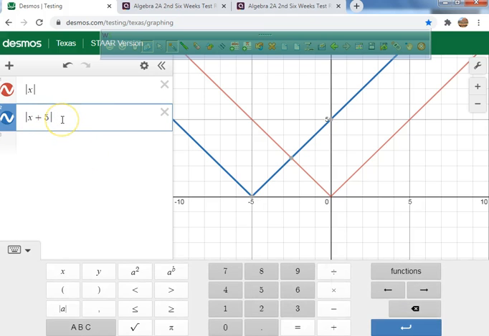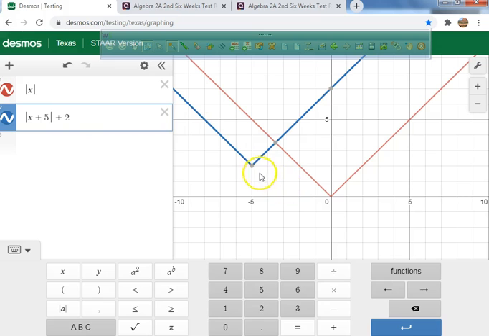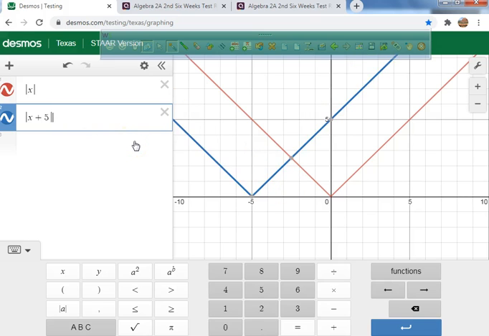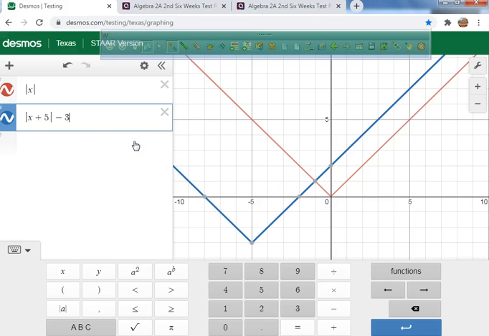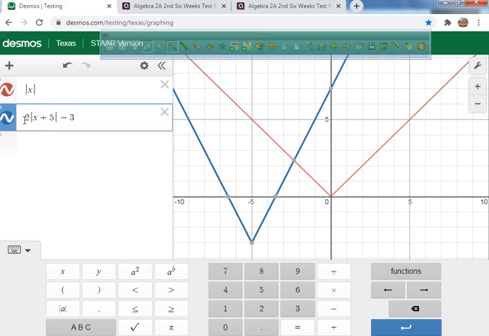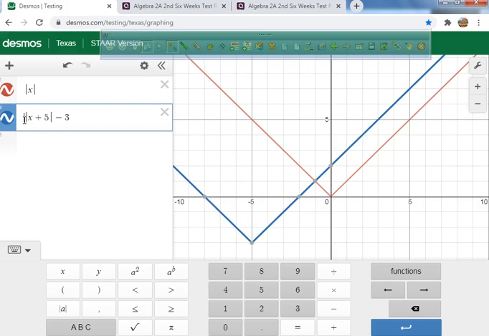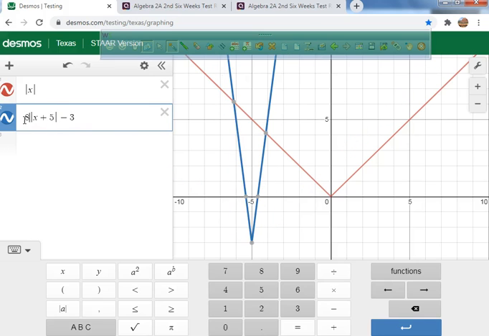But look what happens if I do a +2. It moves it 2 units up. But if I say -3, it moves it 3 units down. So this would be 5 units left, 3 units down. Now, what if I want to make it vertically stretched? You put a number that's bigger than 1. Boom. See how it gets more narrow, more narrow, even more narrow. Does everybody understand that? So that's called vertically stretched.